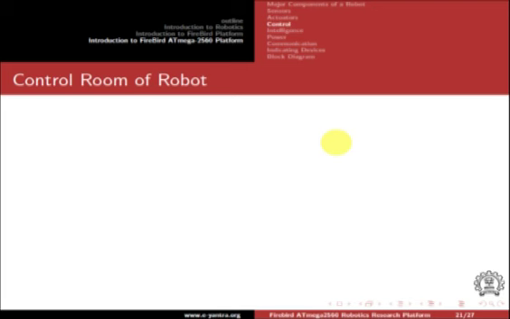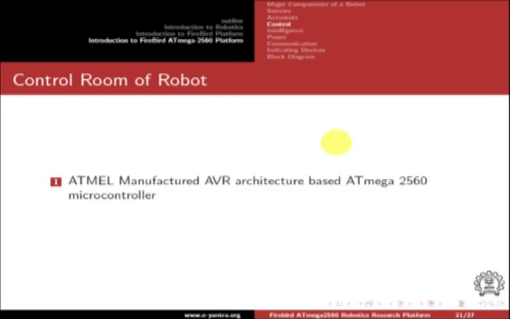Coming to the control system of the robot, the microcontroller is the main control unit of the system. So in this case, the controller used on the Firebird platform is the Atmel manufactured, AVR architecture based Atmega 2560 microcontroller.